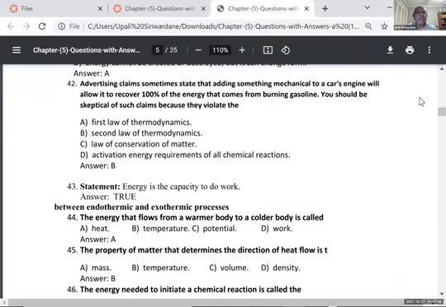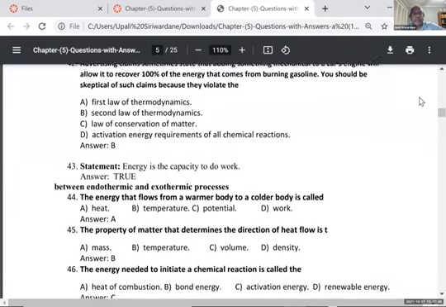Okay, number 42. Advertising claims sometimes state that adding something mechanical to car engine oil will allow it to recover 100% of the energy that comes from burning gasoline. You should be skeptical because it violates the law of conservation of energy. No device can convert thermal energy 100%.